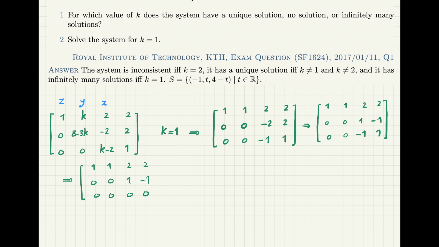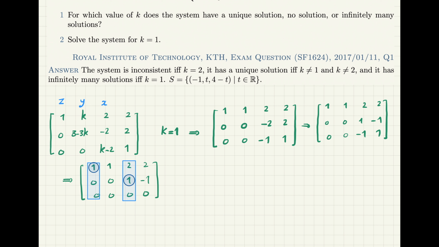So as we predicted, there are only 2 pivots, so this means that definitely my system has infinitely many solutions, because I have 3 variables but only 2 pivots. This column is a pivot column, yes? This column is a pivot column. This column is also a pivot column. Yes, because my pivots are this number here and this number here. So these are 2 pivots.